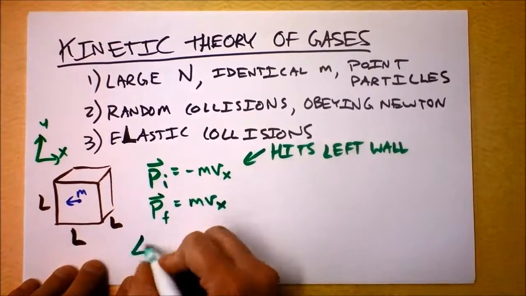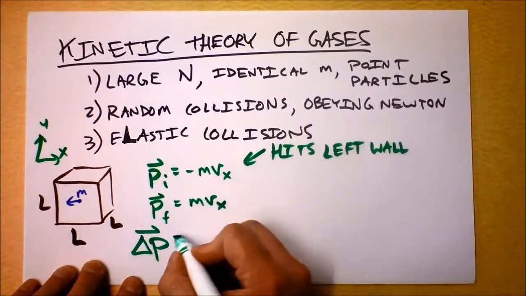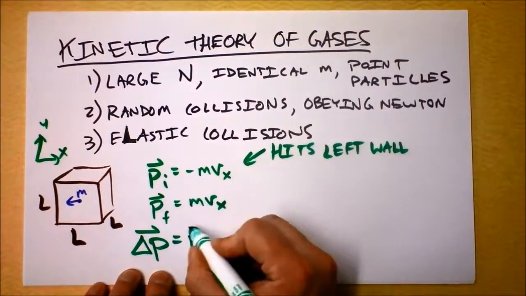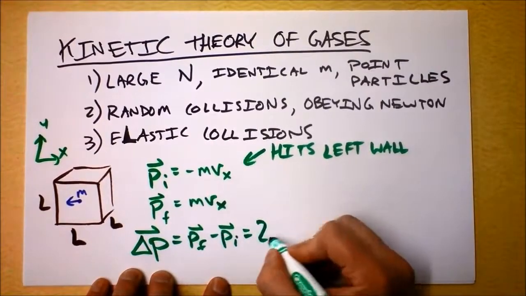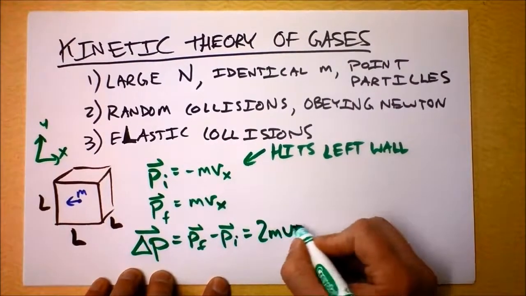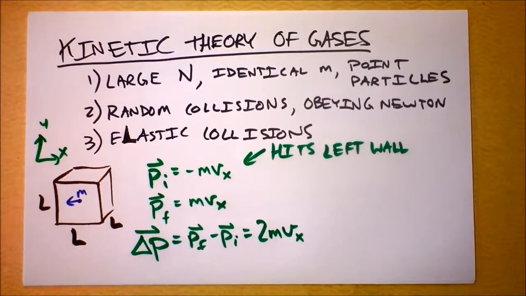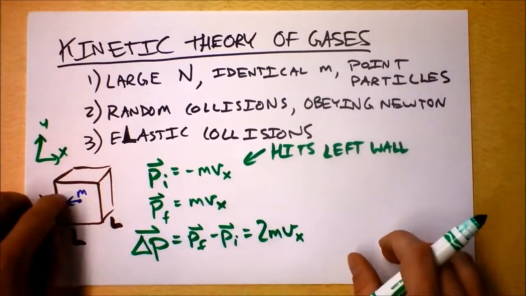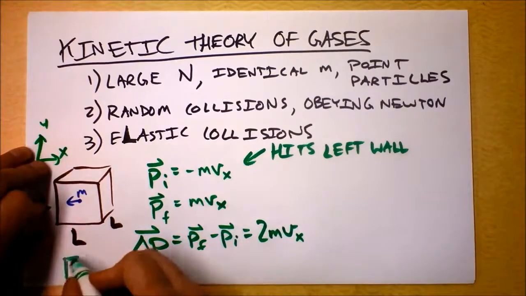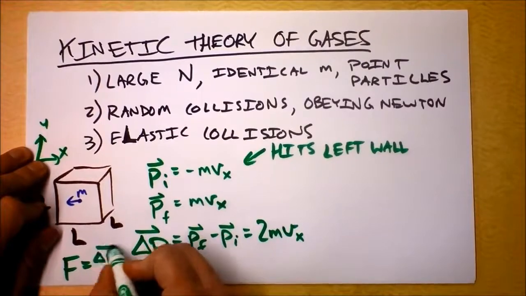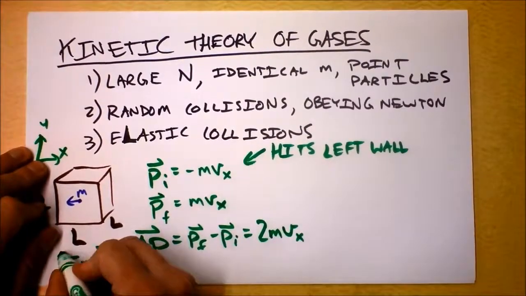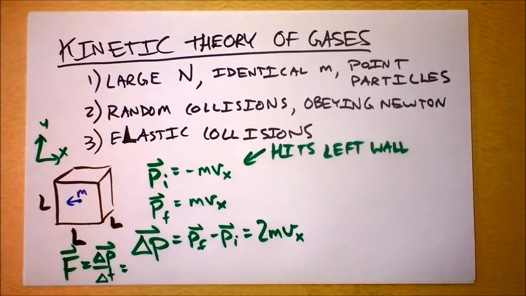So what if I asked you what the change in momentum is? You'd say, well, that's just final momentum minus initial momentum. And sure, it's actually 2 times m v x, 2 times the mass times the velocity in the x direction. All right, so if I asked you what force it must have felt, well, you could say that the force it felt was the change in momentum divided by the change in time, because that's Newton's second law.